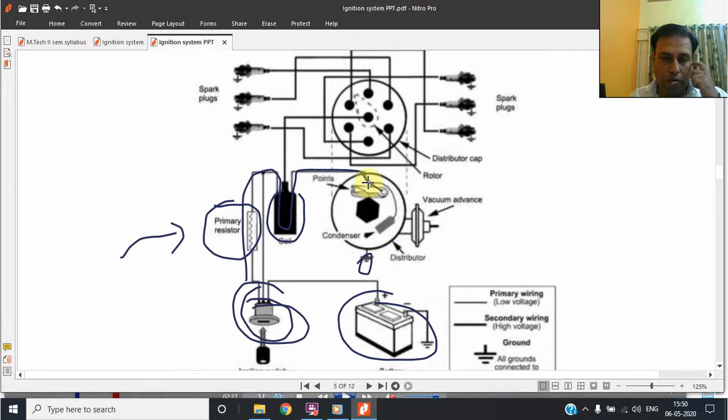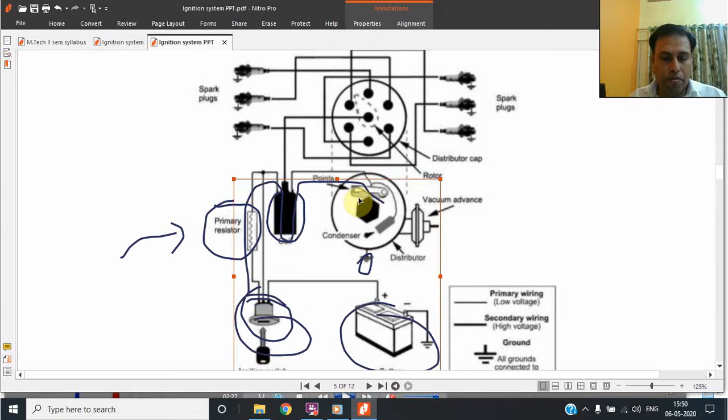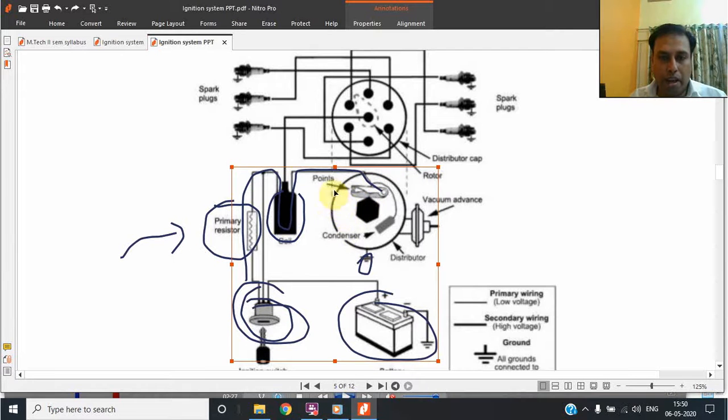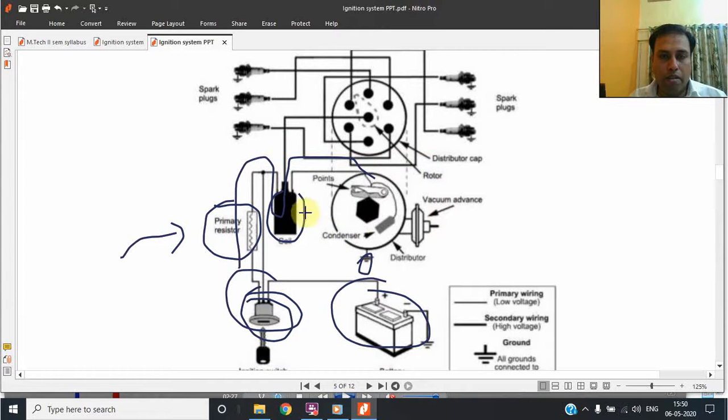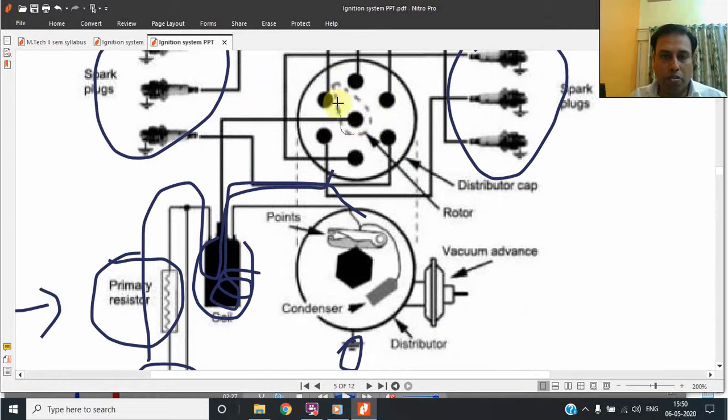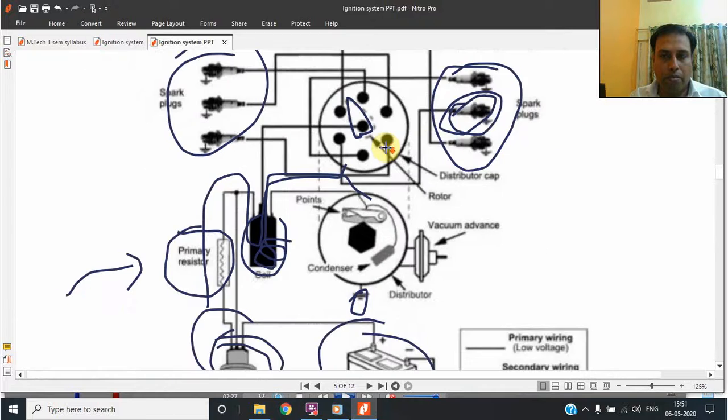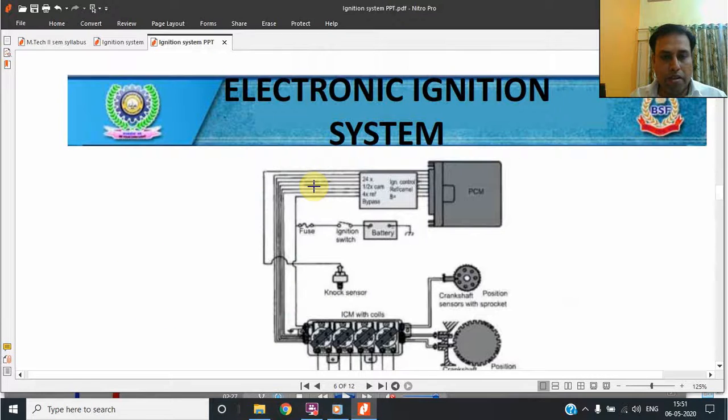Now what used to happen, you have to break the contact by means of a cam, and whenever there is a breakage in that current, the secondary coil will give the desired voltage, that is of 12,000 volts, to the distributor, and the distributor is a rotary distributor. This is being shown over here. It will rotate, and by its rotation, whenever it touches any of the 6 contacts, the spark will be ignited in that particular cylinder. Now these days what we are using is the electronic ignition system.